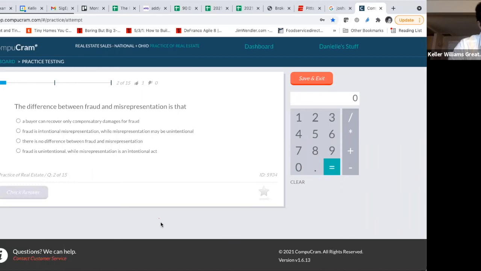The difference between fraud and misrepresentation is that A, buyer can recover only compensatory damages for fraud. B, fraud is intentional misrepresentation, while misrepresentation is unintentional. C, there is no difference between the two. Or D, fraud is unintentional and misrepresentation is intentional.